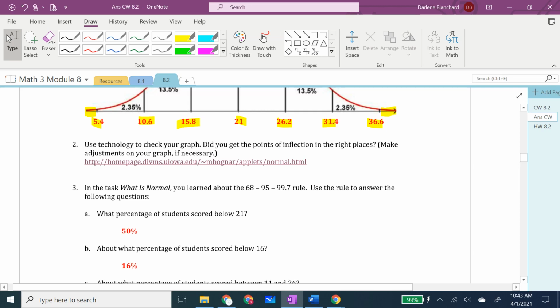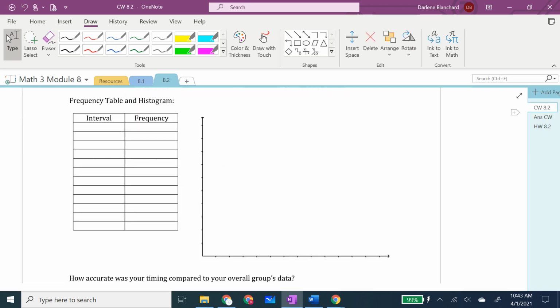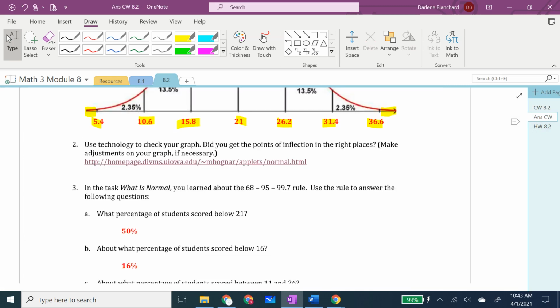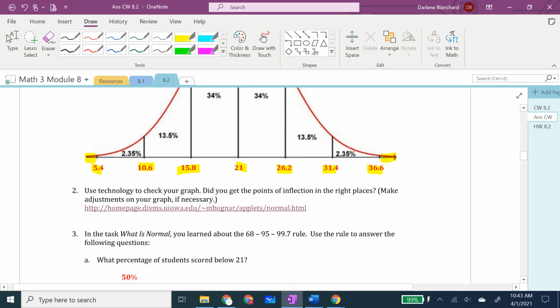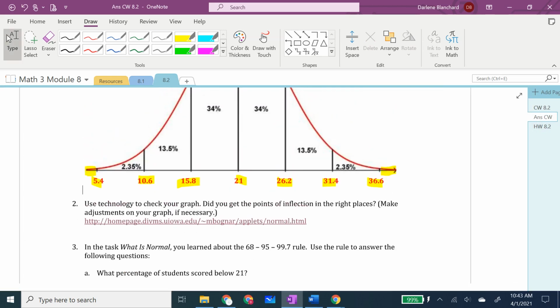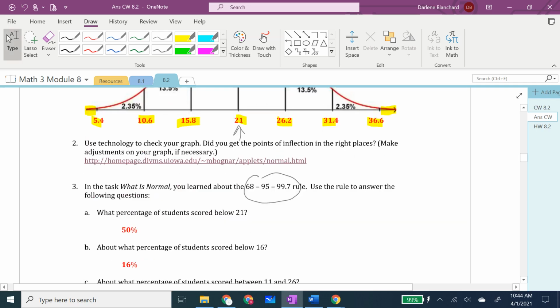Then as far as what you are going to do with the questions that are there, I'll just go back to the answers and deal with it. If your mean is 21 and it asks what percentage of the test takers score below 21, that is expected to be half of the people, 50%. These questions are based on using that rule of 68, 95, 99.7.